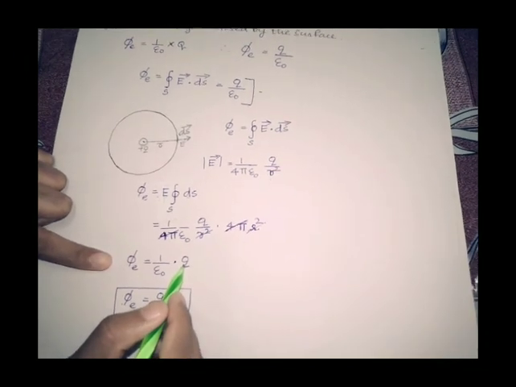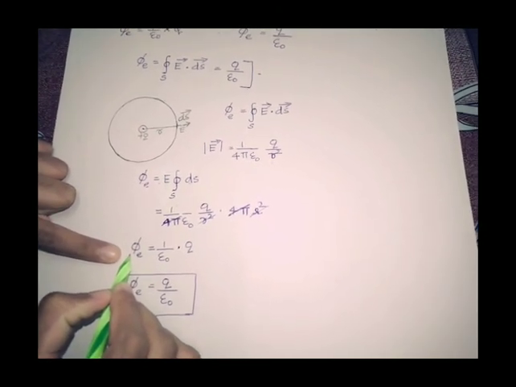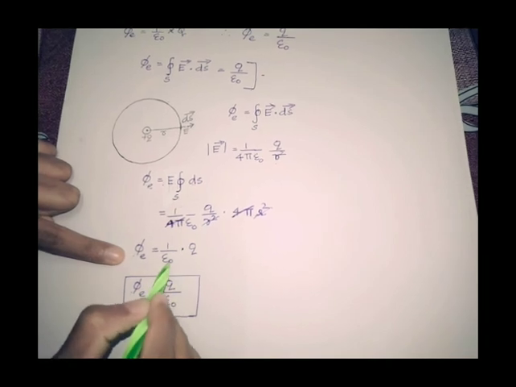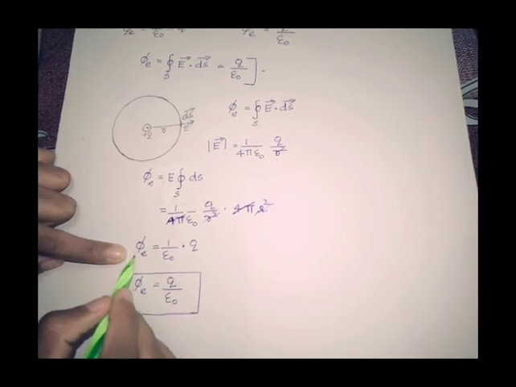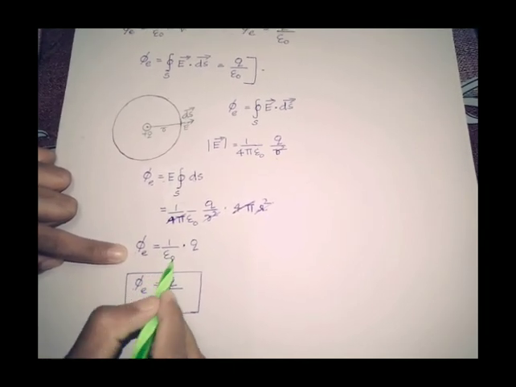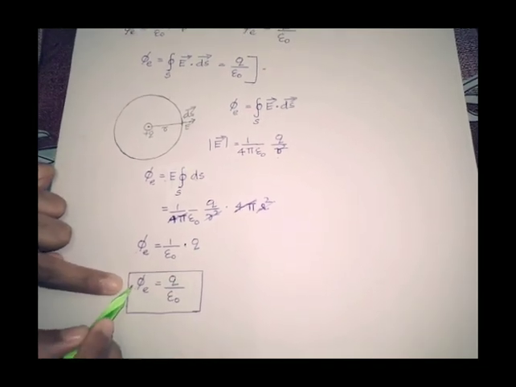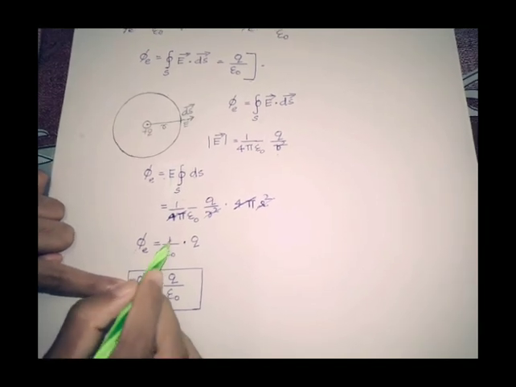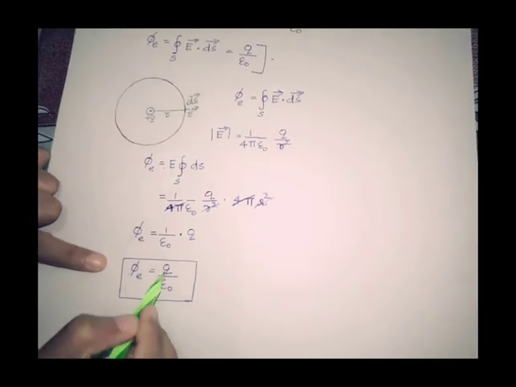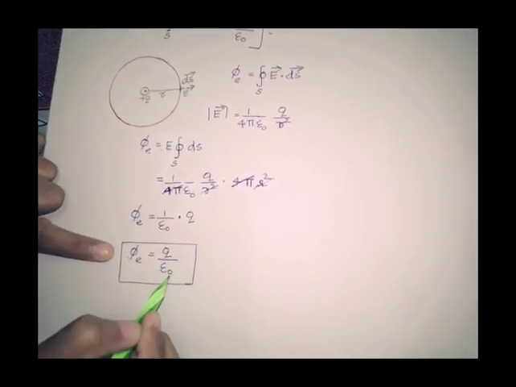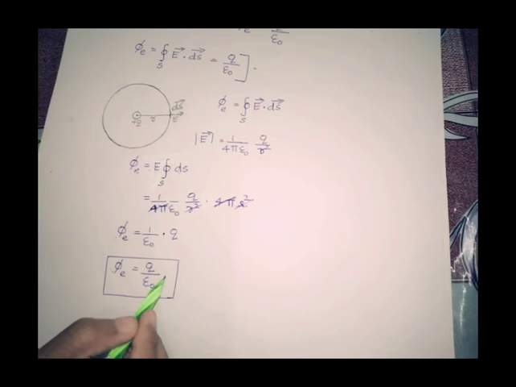Gauss's theorem states that the total electric flux at any closed surface is 1 by epsilon 0 times the net charge enclosed by the surface. So we can derive the equation: electric flux is equal to q by epsilon 0. The total electric flux at any closed surface is 1 by epsilon 0 times the net charge enclosed by the surface.